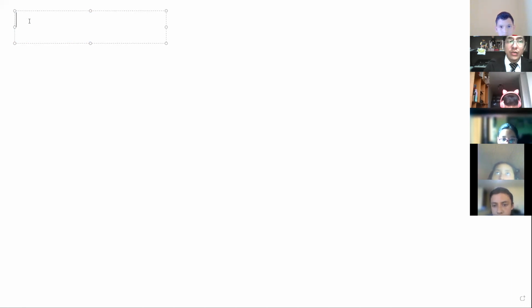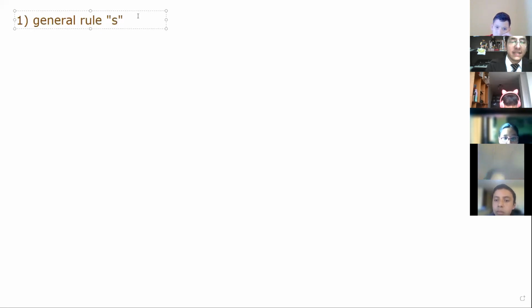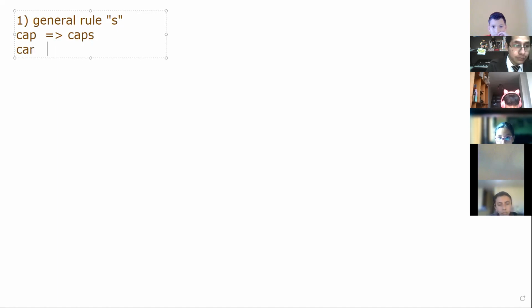in English, we have some rules that we already learned. What is the number one? This is like the general rule. In the general rule, you only have to add the letter S. For example, a cap, the plural is caps. You see, to add letter S. Okay, like for example, maybe car, cars. You only add letter S.